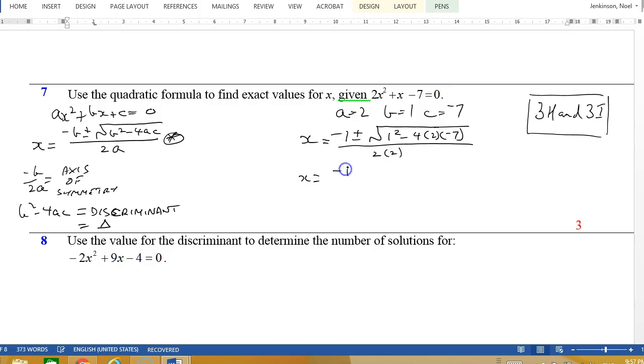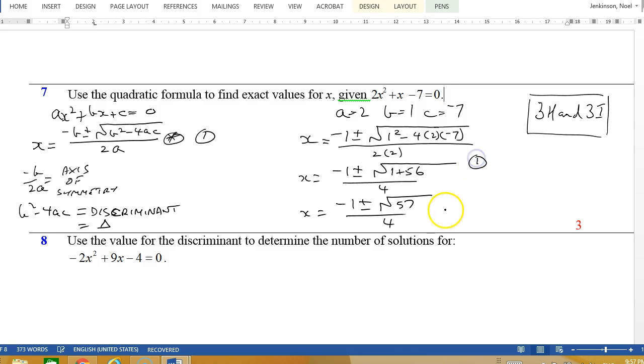This will be negative 1 plus or minus the square root of 1 plus 56, all on 4. Minus 8 times minus 7 is plus 56. So x will equal negative 1 plus or minus the square root of 57, on 4. They're the solutions. There are two to that quadratic. Marks: one for remembering the formula, one for correctly subbing in and doing some simplification, and one for the final answer.